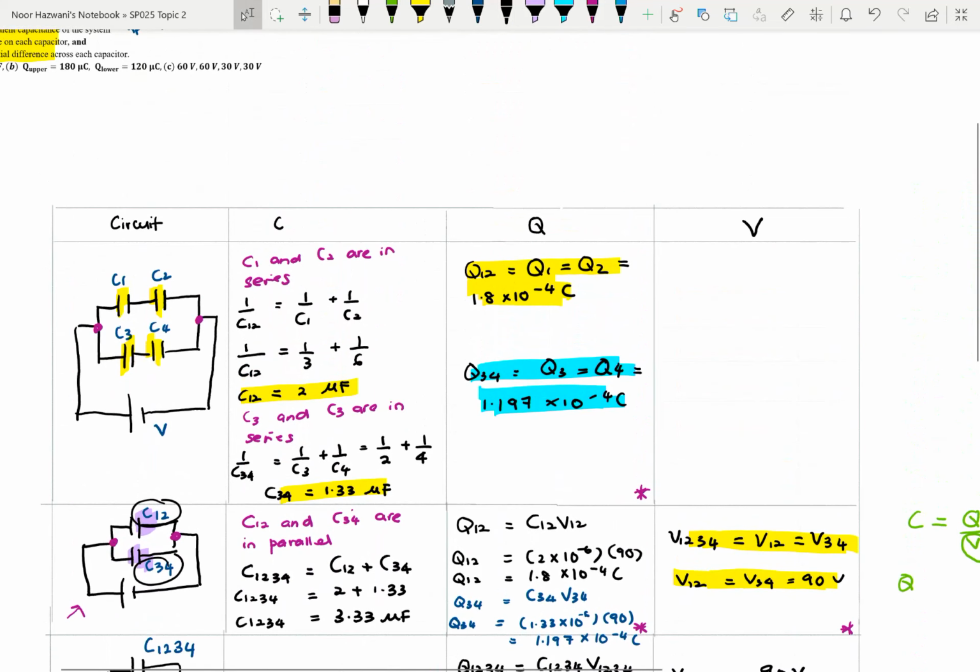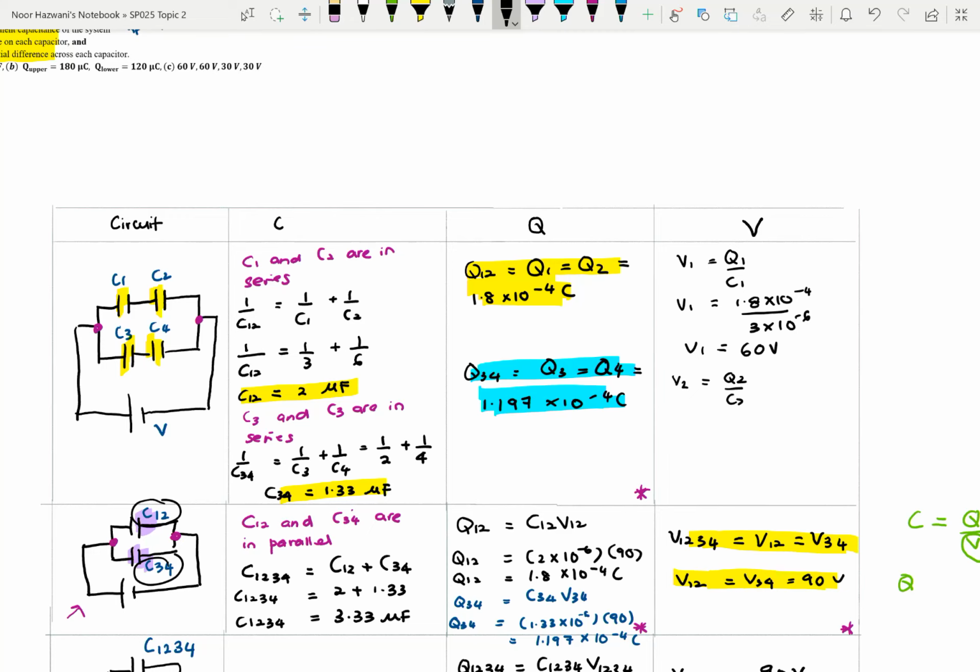Okay, so untuk dapat V, you guna equation V1 equals to Q1 over C1. So, V1, Q1 adalah 1.8 times 10 power of negative 4. You divide by C1. C1 adalah 3 times 10 power of negative 6. So, you dapat V1 adalah 60 volt. And then proceed to V2. So, V2 adalah Q2 over C2. So, Q2 adalah also 1.8 times 10 power of negative 4, and then you divide dengan C2. C2 is 6 times 10 power of negative 6. So, you dah akan dapat V2 adalah 30 volt.